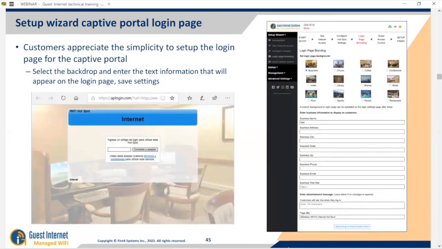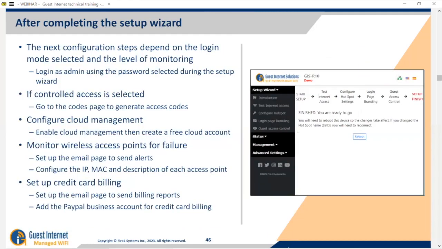The guest internet product setup wizard automatically creates a login page. And the information that needs to be provided is shown in the sample screenshot. A selection is made for the type of background, and then information is provided that appears on the login page. And once the setup process is completed, the equipment reboots and is ready to be used in operation.